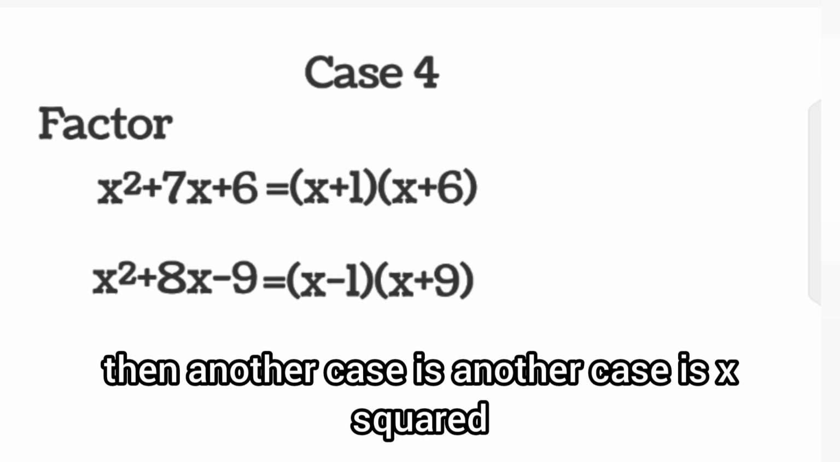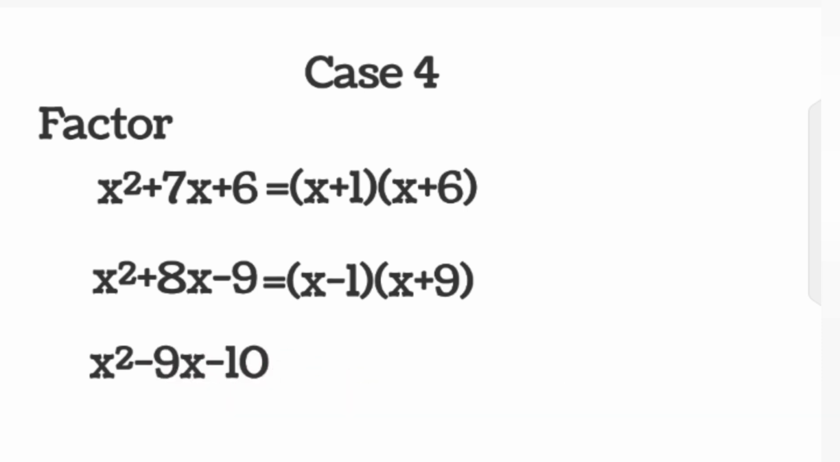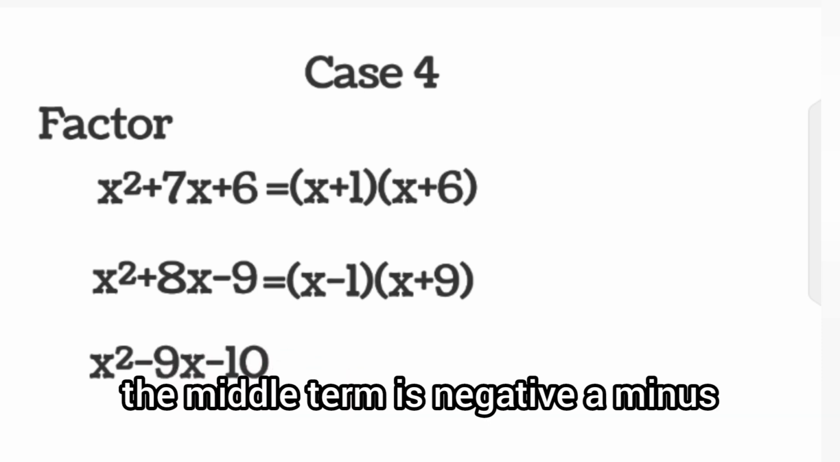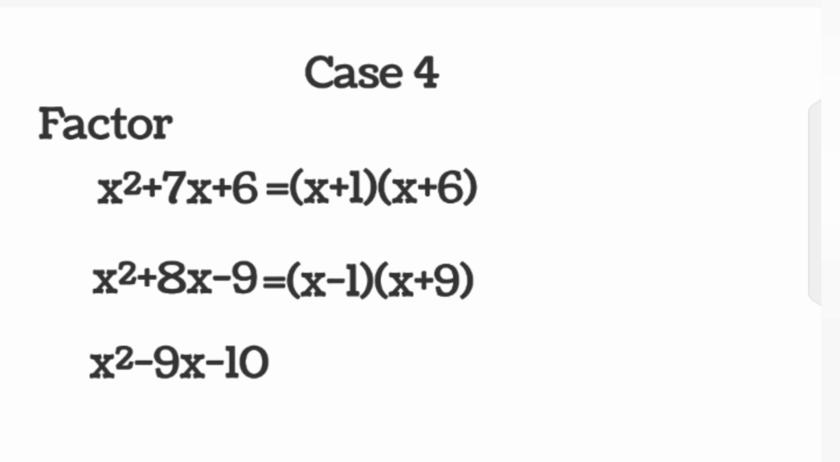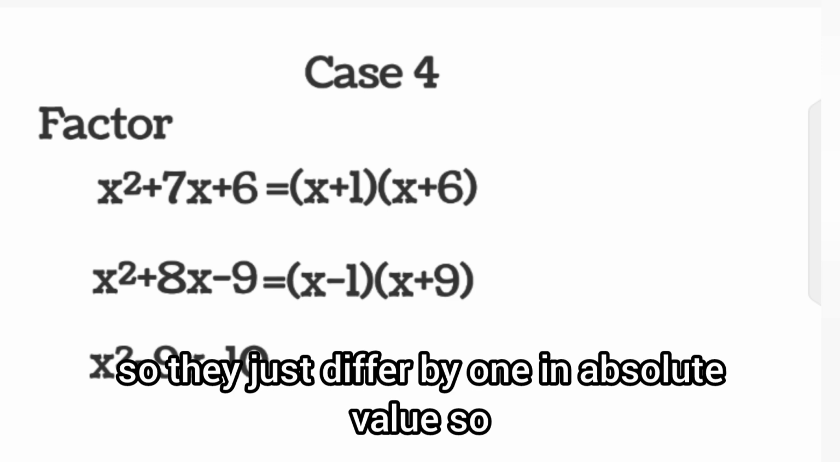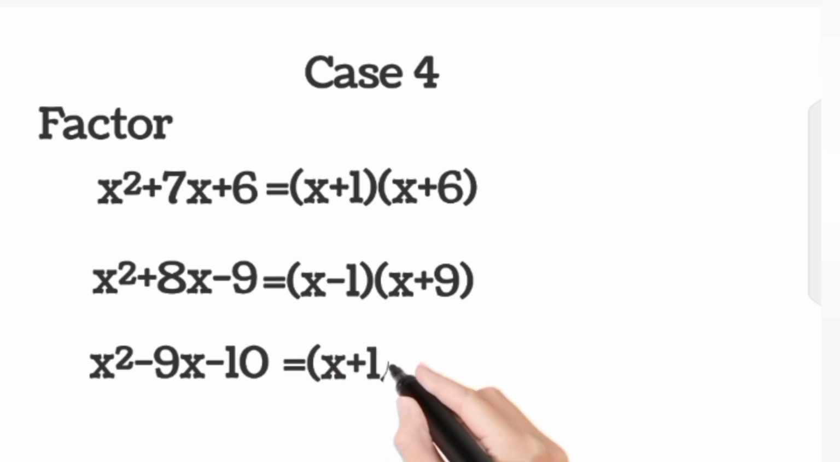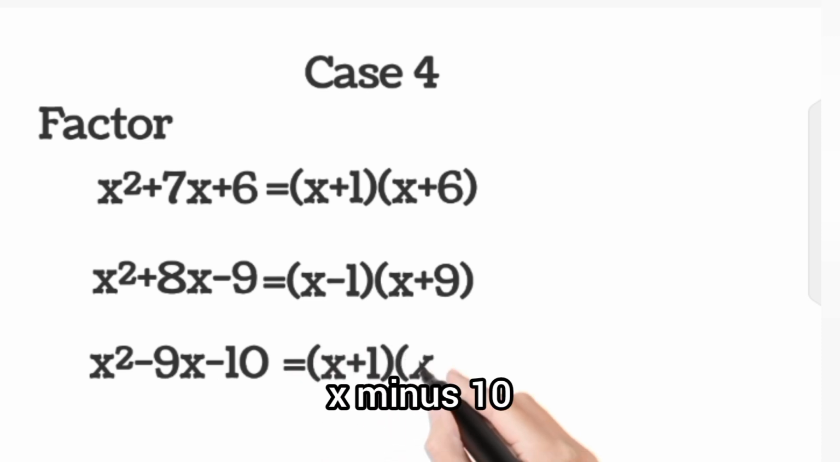Then another case is x squared minus 9x minus 10. Take note that the middle term is negative, a minus, and 10 is negative also, a minus. So they just differ by 1 in absolute value. So quantity x plus 1 times x minus 10.